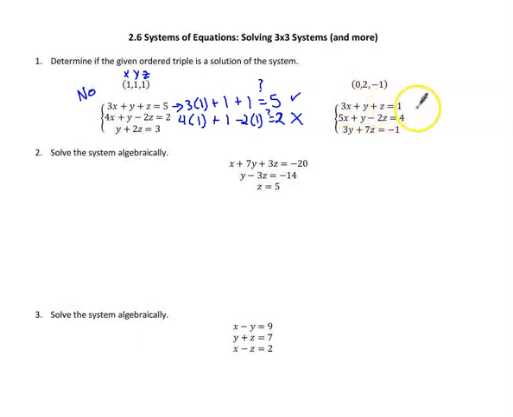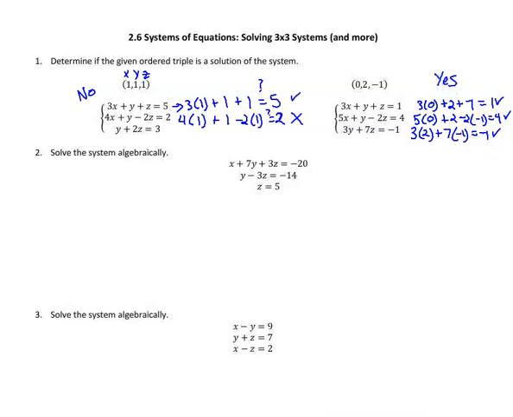On this one, if we plug in 0, 3 times 0 plus 2 plus negative 1, does that equal 1? 0, 2 minus 1 is 1? Yes. Now if we try the second row, 5 times 0 plus 2 minus 2 times negative 1. 0 plus 2, that's plus 2. 2 plus 2, that does equal 4, so that one checks. And on the bottom row, there's no x to plug in, so 3 times the y, which is 2, plus 7 times the negative 1, which is 6. 6 plus negative 7, which does equal negative 1, so this one is a yes.